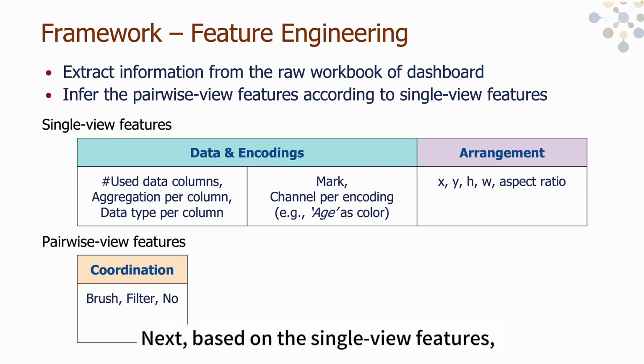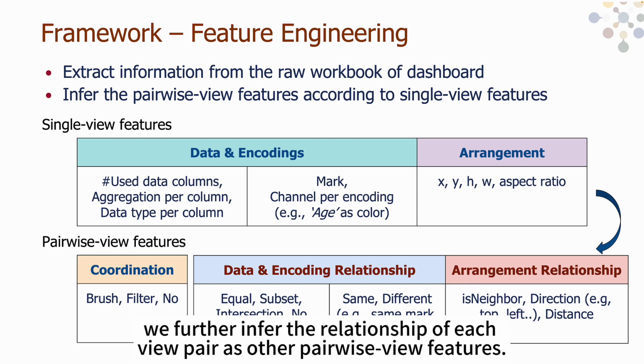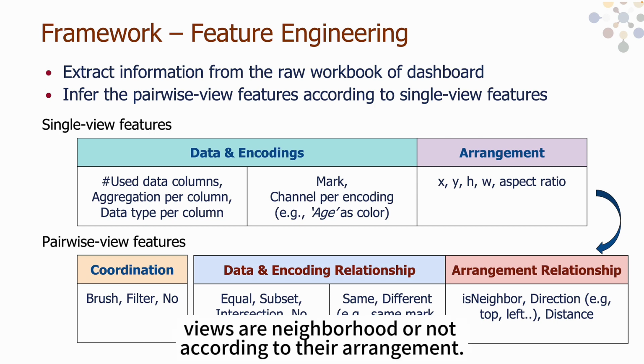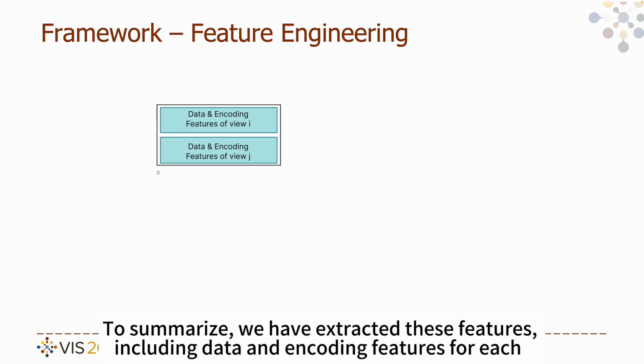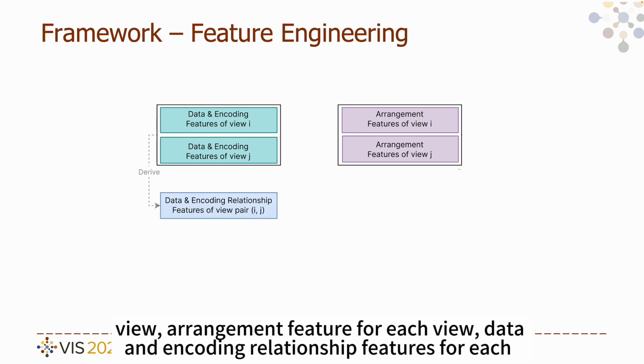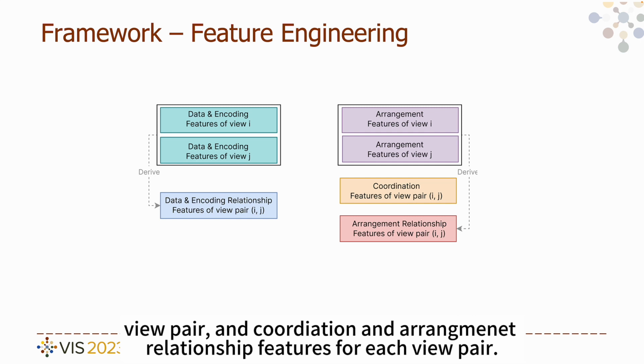Next, based on the single view features, we further infer the relationship of each view pair as other pairwise view features. For example, we can infer whether two views are neighborhood or not according to their arrangement. To summarize, we have extracted these features, including data and encoding features for each view, arrangement feature for each view, data and encoding relationship features for each view pair, and coordination and arrangement relationship features for each view pair.